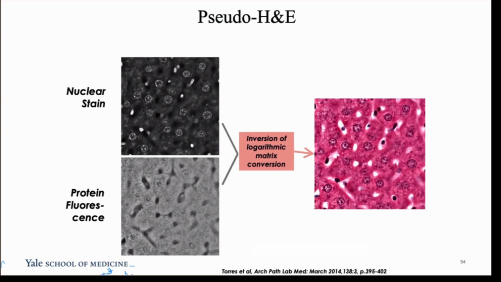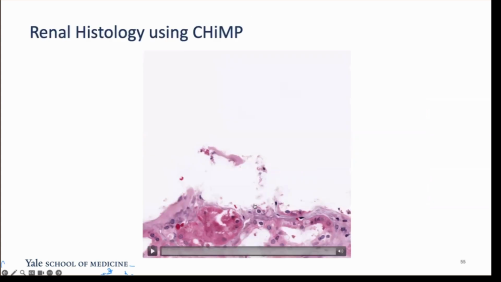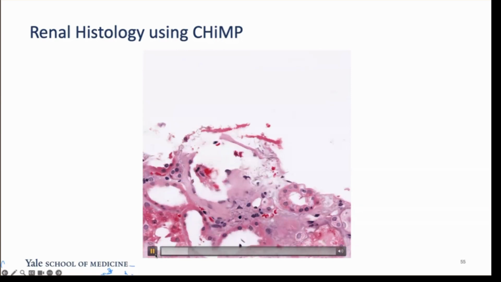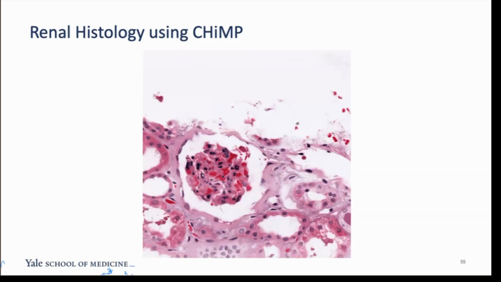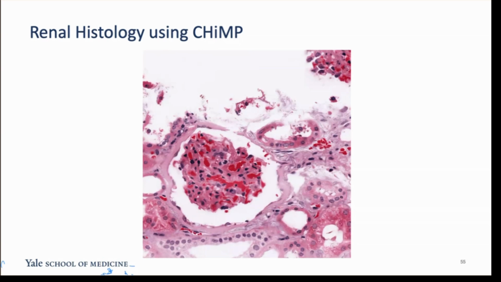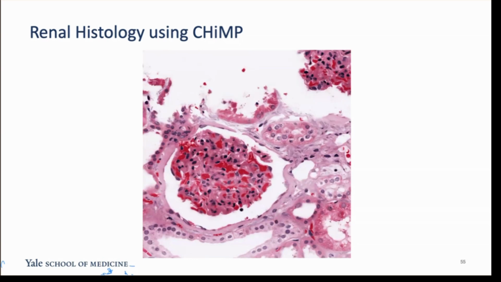Then signal from the nuclear stain and the protein immunofluorescence is combined, and a process called inversion of logarithmic matrix conversion is used to generate a pseudo-colored H&E image. And depending on how frequently we slice through the tissue using this approach, we can do a 3D reconstruction. So what you're seeing here is a movie where a glomerulus is being reconstructed using this technology.